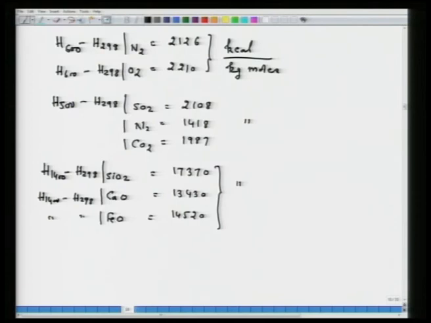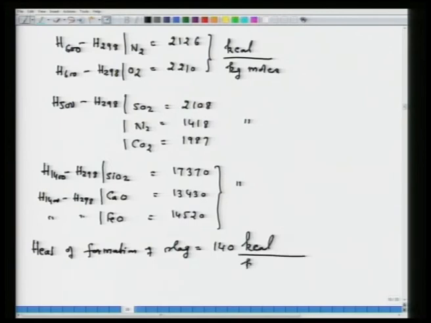Now, it is also given the heat of formation of slag, that is 140 kilocalorie per kg of slag. Now, some heat of formation values are also given, say delta H naught at 298 for FeO, that is minus 64,300 kilocalorie per kg mole.